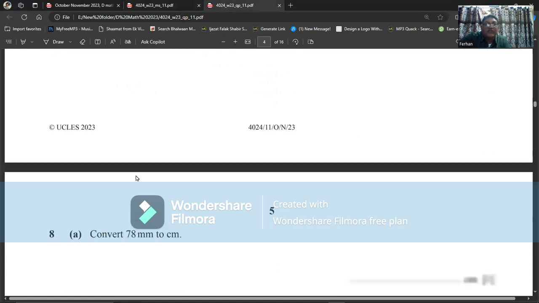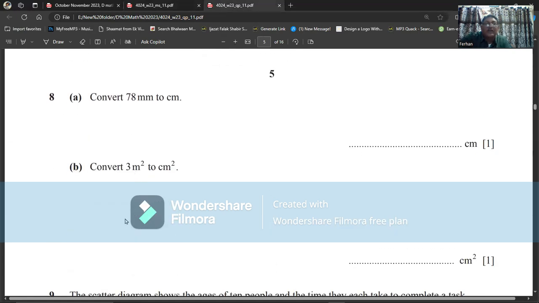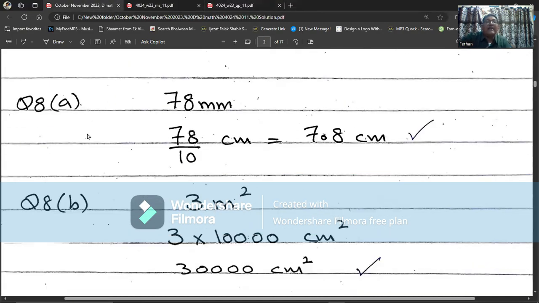Question number 7 was a 2 marks question. Now we are going to the next question, question number 8. It says convert 78 millimeters to centimeters. If you want to convert millimeters into centimeters, you have to divide by 10 because in 1 centimeter there are 10 millimeters. So 78 divided by 10 is 7.8 centimeters.